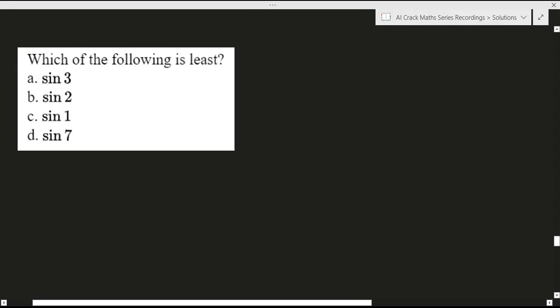Hello everyone, let's discuss QOD4 solution. Which of the following is least? Sine 3, sine 2, sine 1 and sine 7.